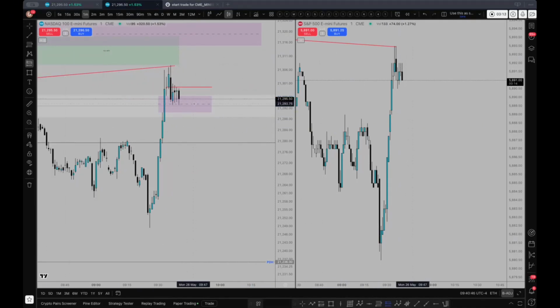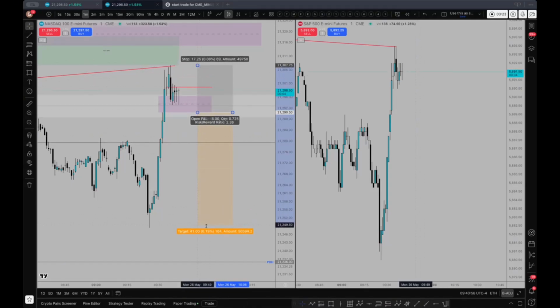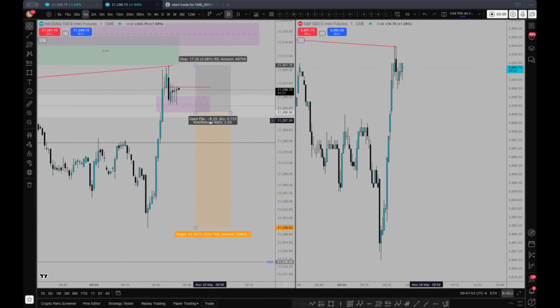My trade would look like something like this. In this case, I would actually do it over here and have a 20 point stop and then just target the lows, if we actually get a close under, for sure.